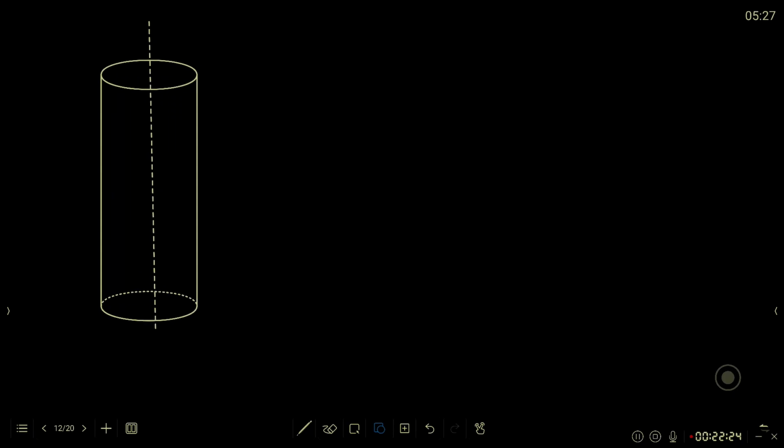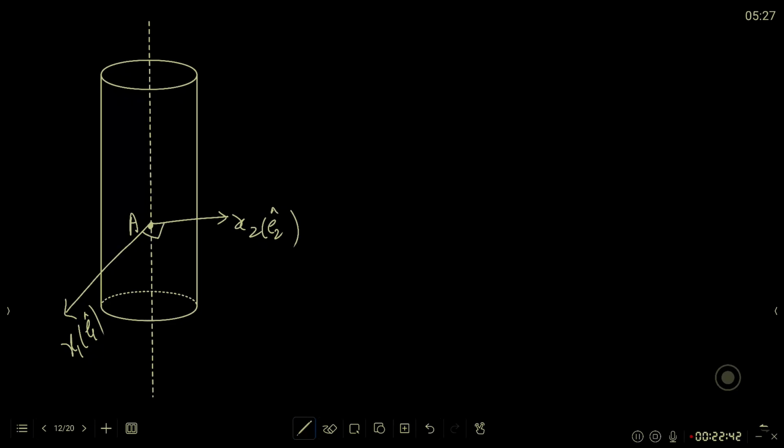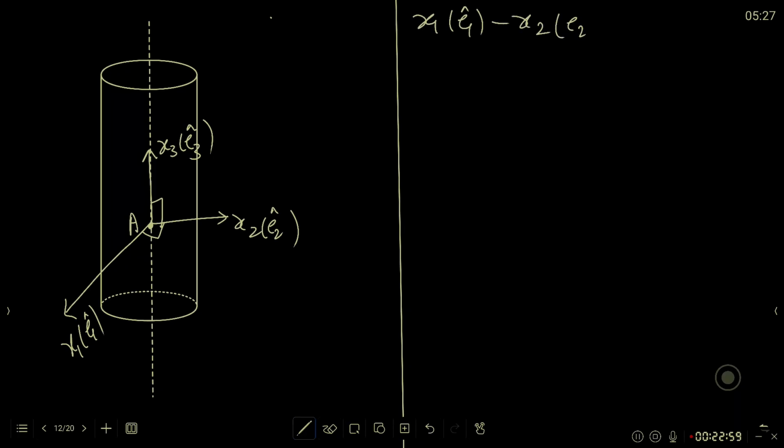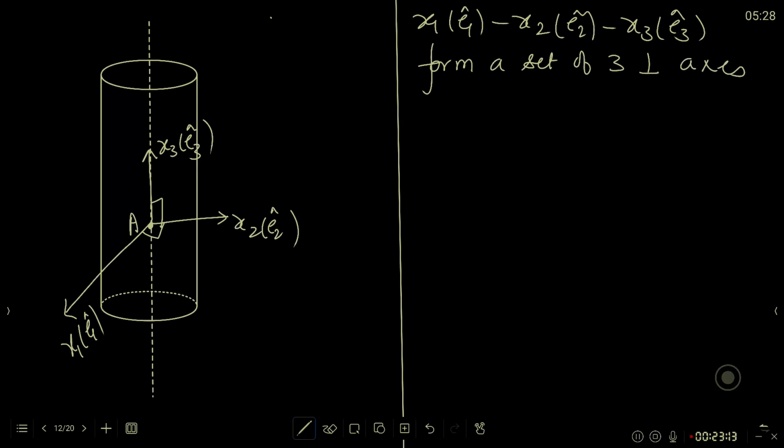Okay, so for a body of revolution with a point A being on the axis of revolution, these form a set of three perpendicular axes which are p-axes of the RB at point A.